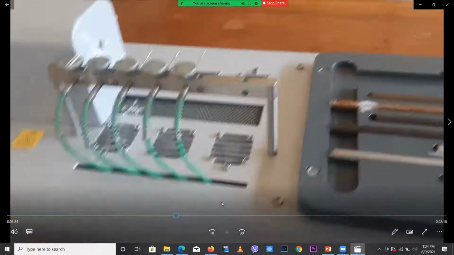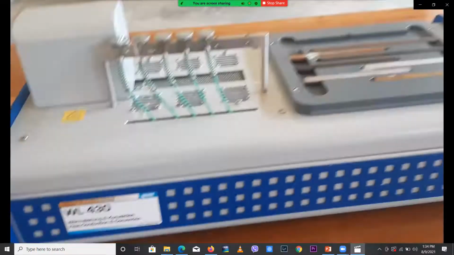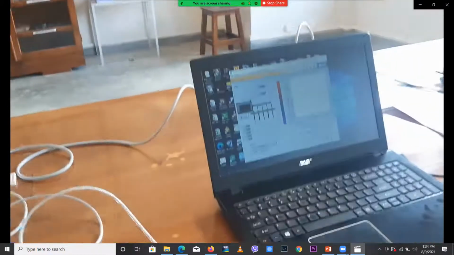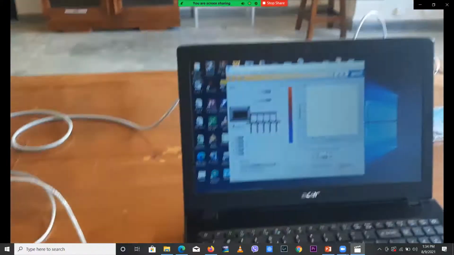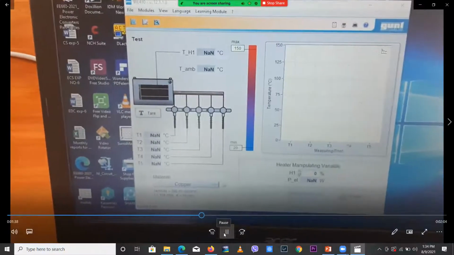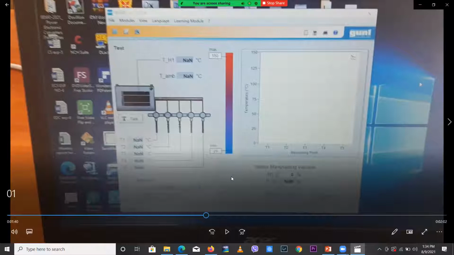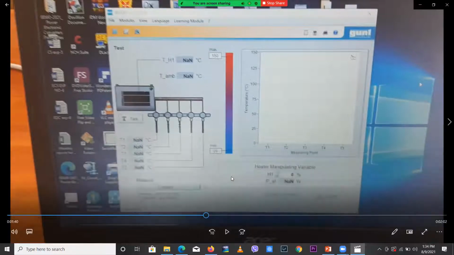So this is the apparatus, right? This apparatus is already connected with the software. So using this software we can directly get our observation data, right? We don't need to think too much. This is just for easy handling. That apparatus is digitalized, so we can just control it in the software interface, right?